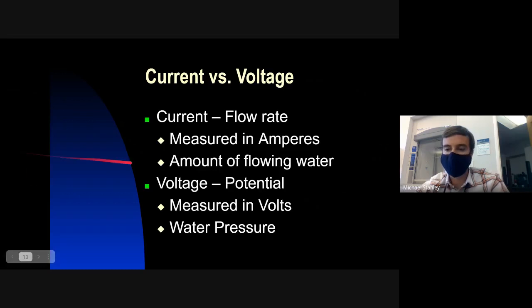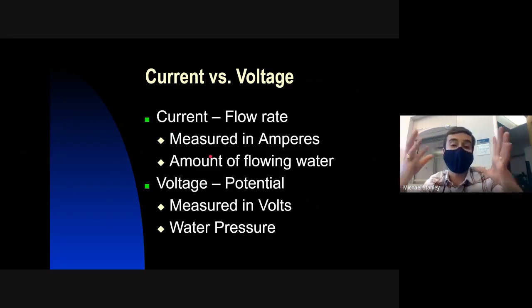All right, got it. Thanks, Gerson. So we have a current, how much total charge is moving, and our voltage is what is pushing the charge. It's how quickly we are getting those charges to move.